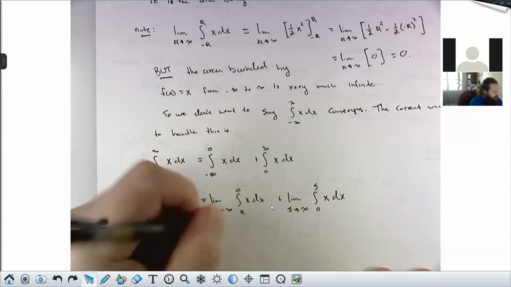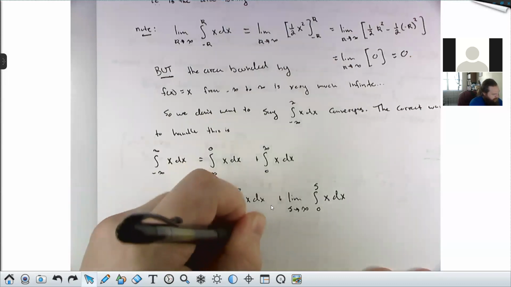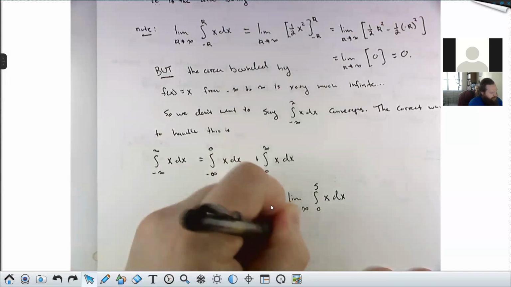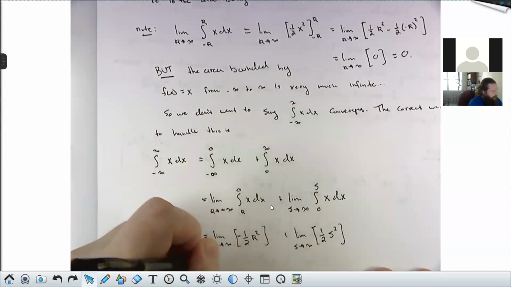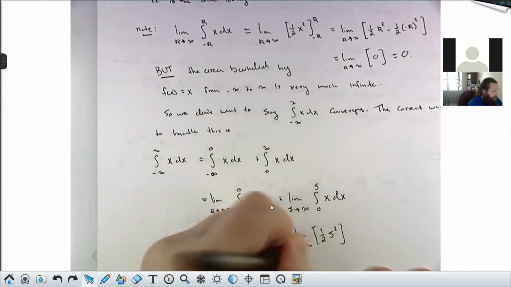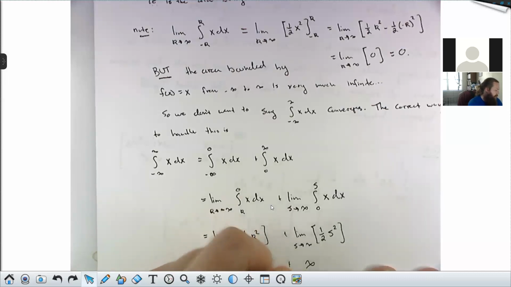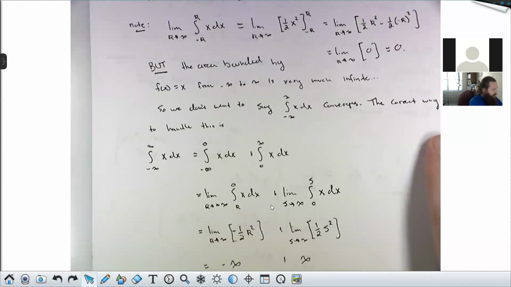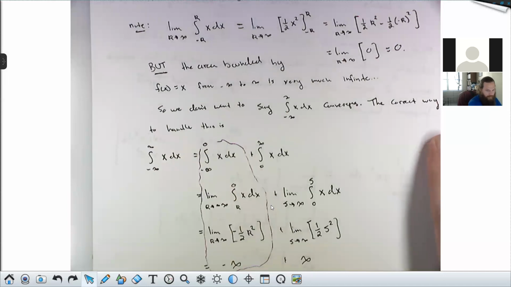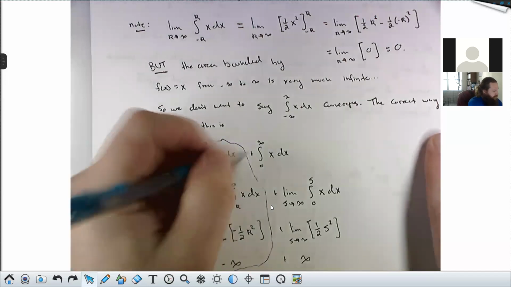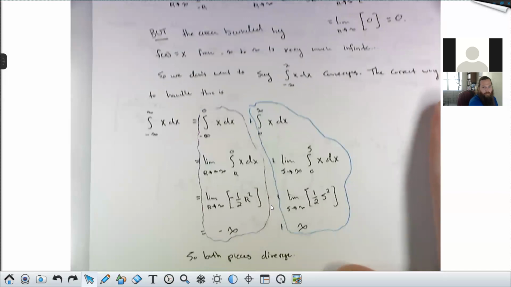And you'll see pretty readily, right? This is going to be then limit r to infinity, negative 1/2 r squared, plus limit s to infinity, positive 1/2 s squared, which is like negative infinity, and this one is positive infinity. So both pieces diverge. This one on its own is a divergent integral, and the other one on its own is a divergent integral. Both of those pieces diverge.